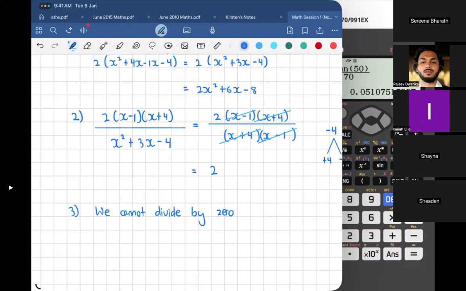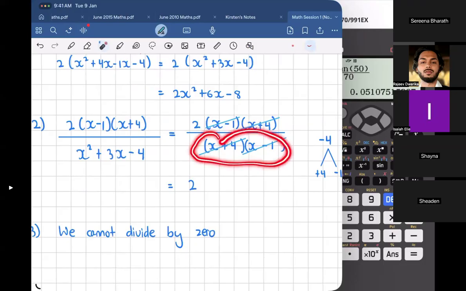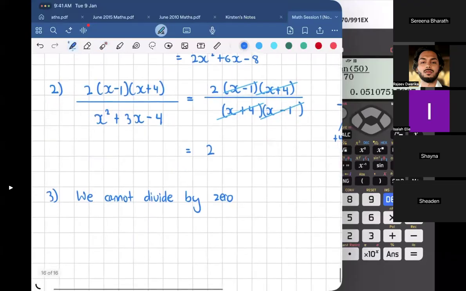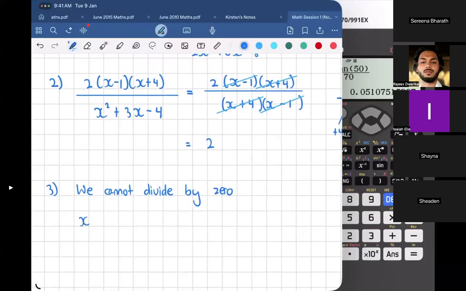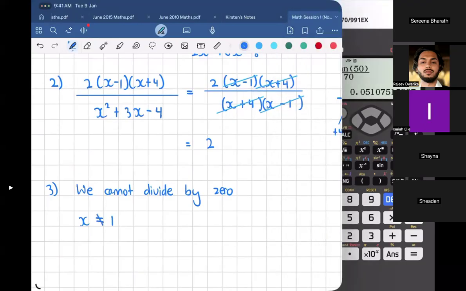So, Sheena, for what values of x would make this denominator 0? I'll give you an example of one. If x is 1, 1 minus 1 is 0, and anything divided by 0 is not allowed. So when x is equal to 1, that's a restriction. X cannot be equal to 1. Where's another restriction? If x was equal to minus 4. X cannot be equal to minus 4.